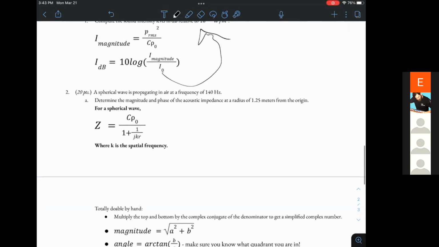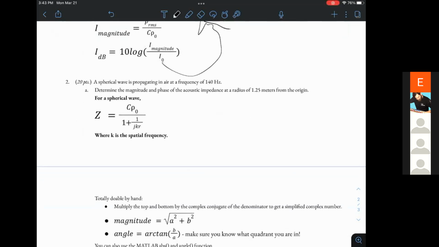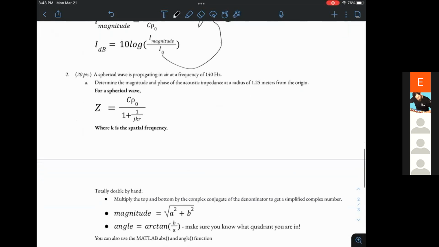Sweet. Let's talk about spherical waves. A spherical wave is propagating in air at a frequency of 140 hertz. Determine the magnitude and phase of the acoustic impedance at radius 1.25 meters from the origin. Here is a reprint from your notes of the equation for impedance of a spherical wave as a function of k and r, where k is the spatial frequency or the wave number and r is the distance from the origin. And that is right here for you to reference as you need.